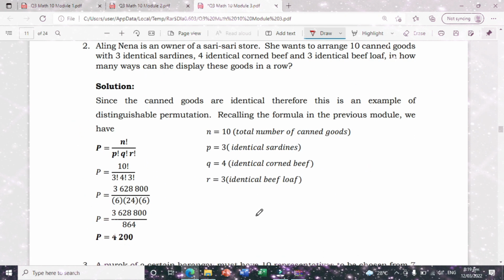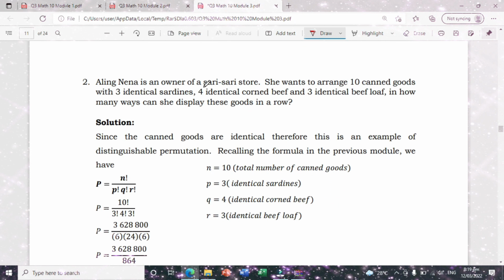Number 2. Aling Nena is an owner of a sari-sari store. So she wants to arrange 10 canned goods with 3 identical sardines, 4 identical corned beef, and 3 identical beef loaf. In how many ways can she display these goods in a row?